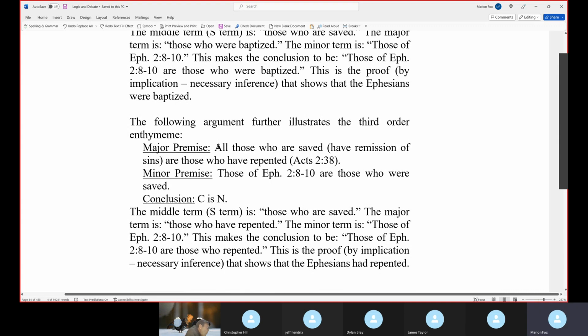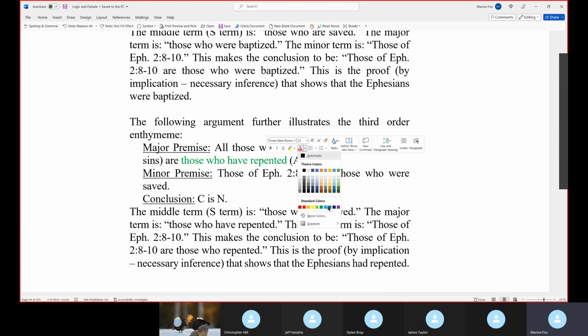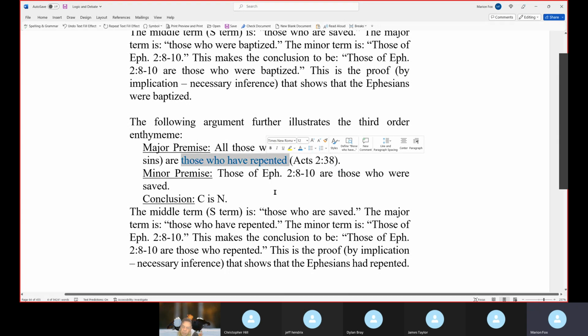All those who are saved, or have remission of sins, are those who have repented. All right, Acts 2:38. So we equate being saved with having remission of sins. If we can equate those two, then my argument is sound. So now then, let's get our major term, those who have repented. And again, I'll make it blue. I got a different shade of blue there. That's your major term. It's the predicate of the conclusion.